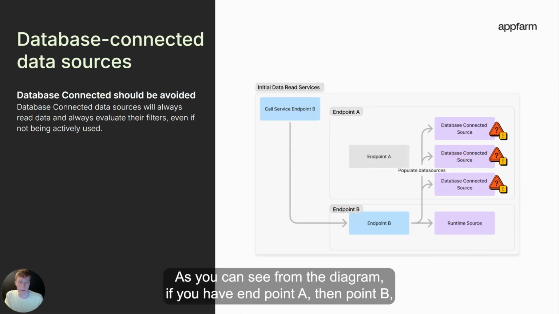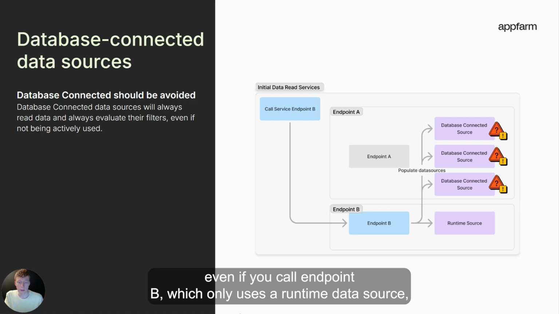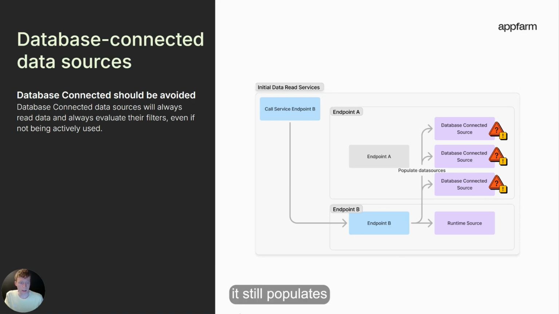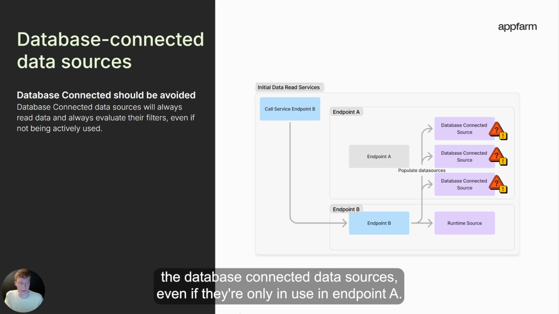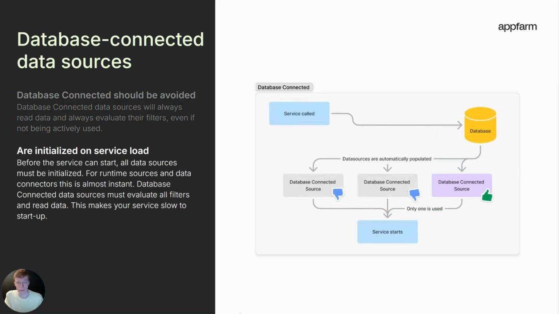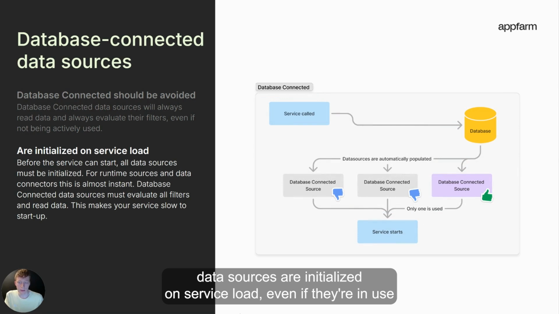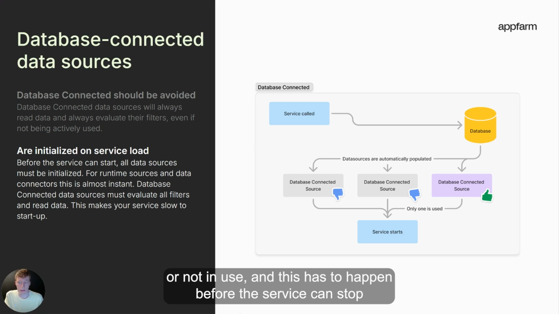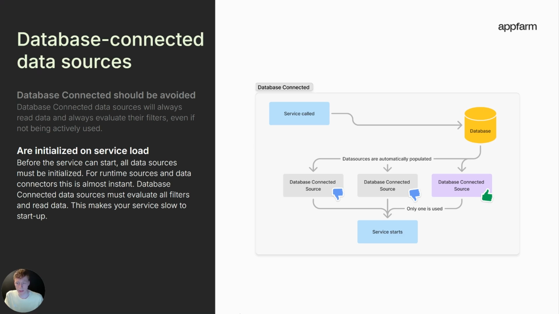As you can see from the diagram, if you have endpoint A and endpoint B, even if you call endpoint B, which only uses a runtime data source, it still populates the database connected data sources, even if they're only in use in endpoint A. All database connected data sources are initialized on service load, even if they're in use or not in use. And this has to happen before the service can start.